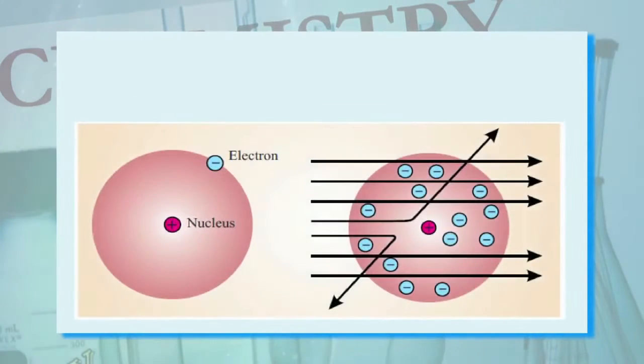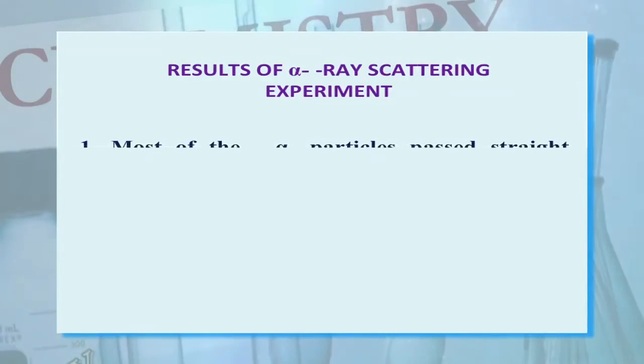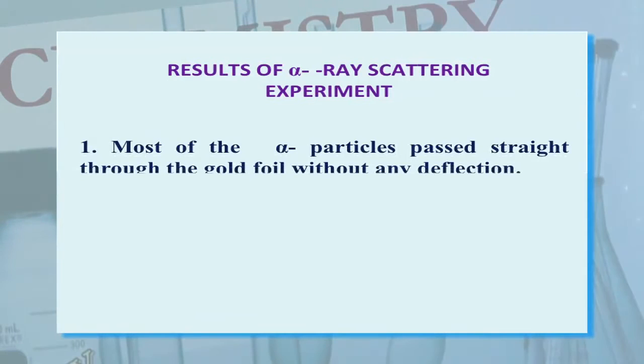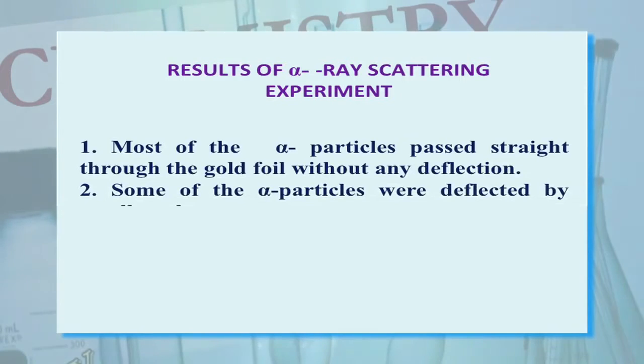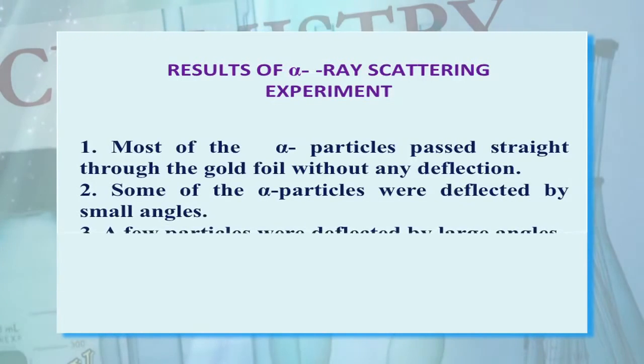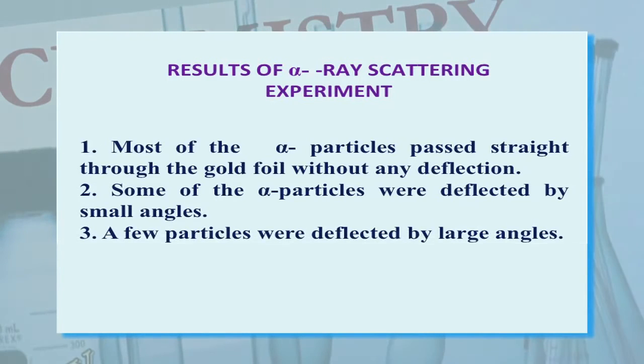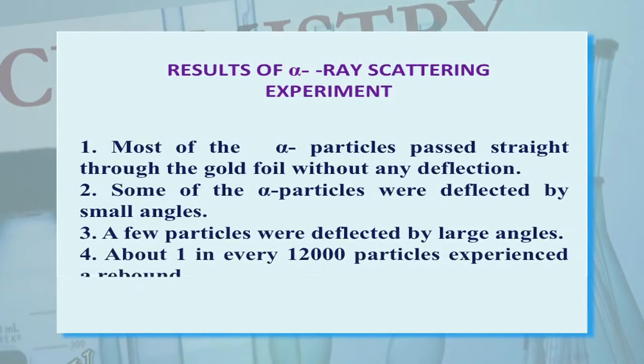The results of the alpha ray scattering experiment. First, on the basis of this experiment, Rutherford concluded that most of the alpha particles pass straight through the gold foil without any deflection. Some of the alpha particles were deflected by small angles. A few particles were deflected by large angles. About 1 in every 12,000 particles experienced a rebound.